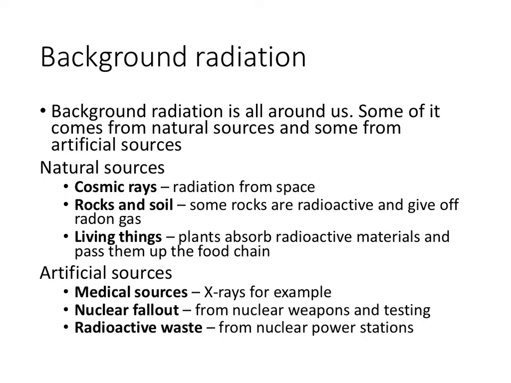Okay, so background radiation is all around us all the time. Some of it comes from natural sources and some of it comes from artificial sources. Natural sources are cosmic rays, rocks and soil, and living things. Cosmic rays come from space; they're emitted by stars. Some rocks are radioactive and they give off radon gas, which is a radioactive gas. And plants and other living things absorb radioactive materials and pass them on up the food chain.